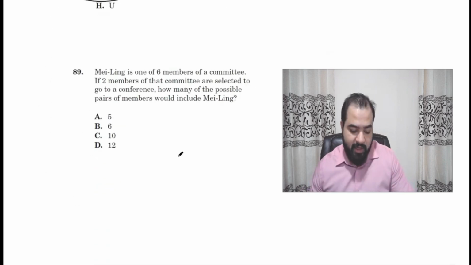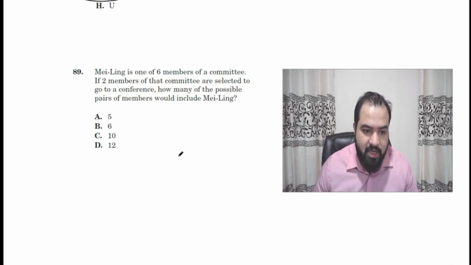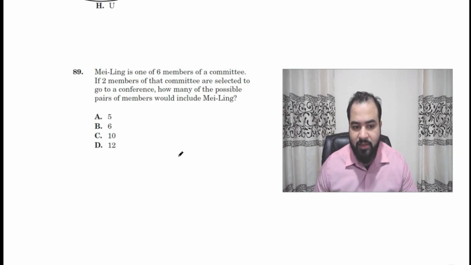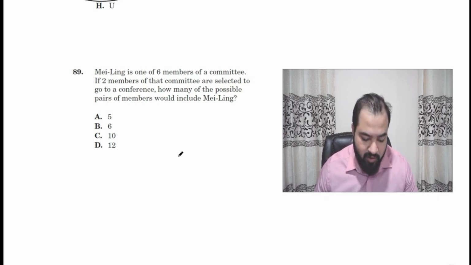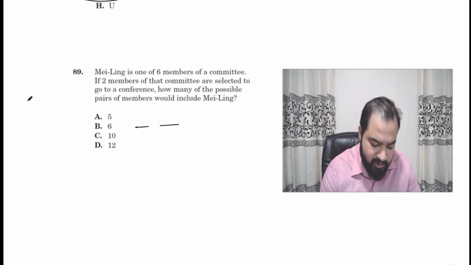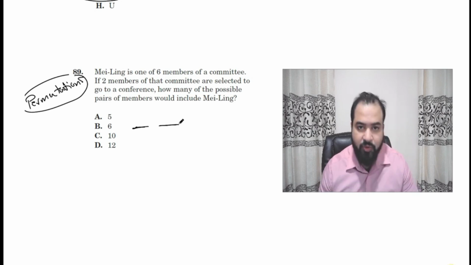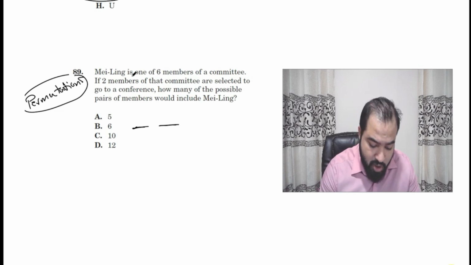All right, number 89. Maylene is one of 6 members of a committee. If 2 members of that committee are selected to go to the conference, so 2 members will be selected. I call these questions permutations, and I'm going to explain what these types of questions are. Now we are selecting only 2 members, so you draw 2 lines. It says Maylene is one of the members.